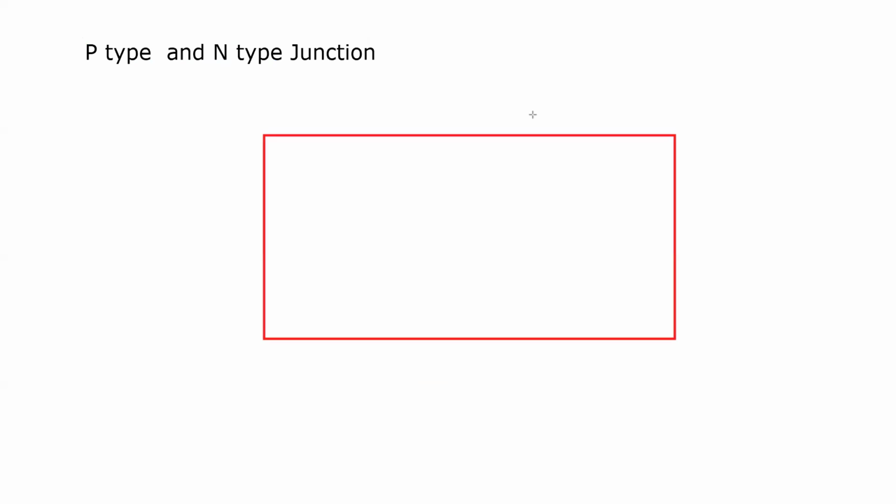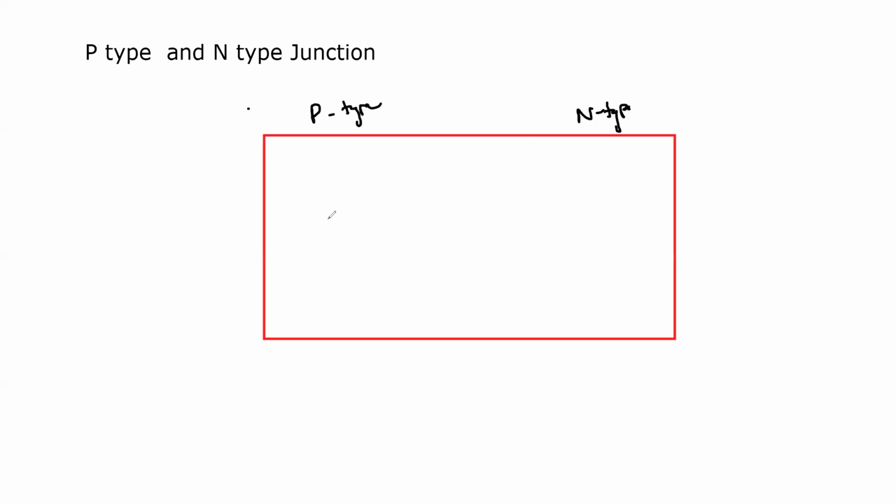we have a p type and n type junction, which means we combine the p type and n type. Say, on the left hand side we have the p type semiconductor, and on the right hand side we have the n type.